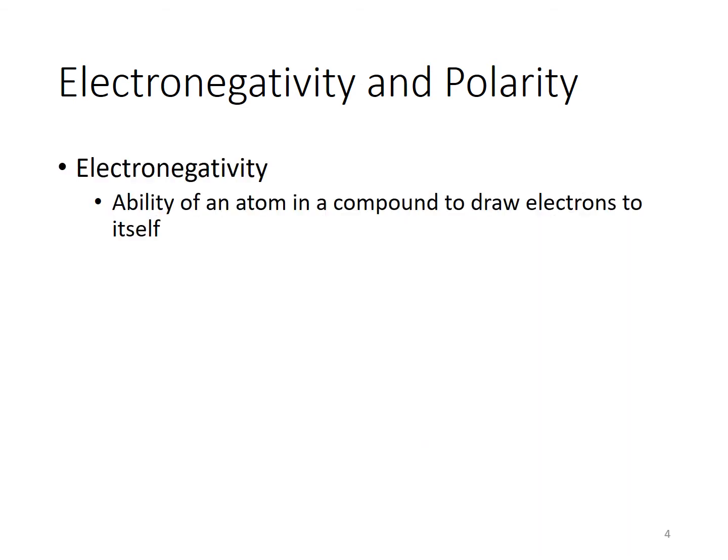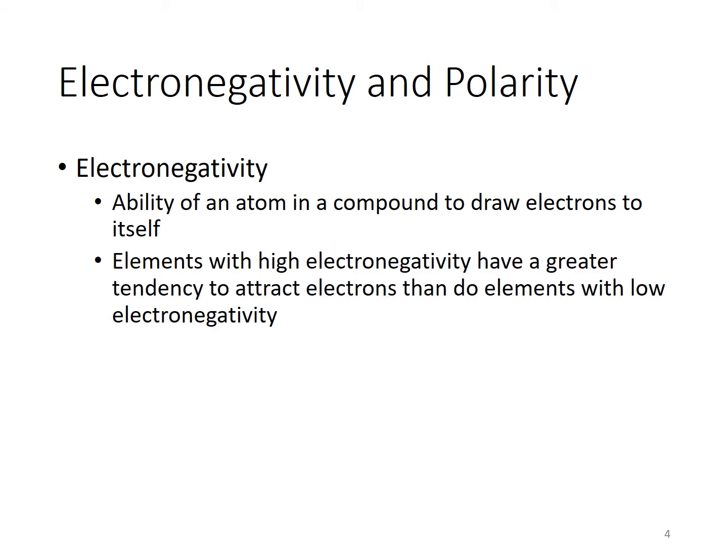So this pertains to electronegativity. Electronegativity is the ability of an atom in a compound to draw electrons to itself. So this is a little different than electron affinity, which seems very similar, or ionization energy, and they are similar concepts, but this is the ability of an atom in a compound to draw electrons to itself. So these are bonding electrons. How easily can an atom draw bonding electrons towards oneself? So elements with high electronegativity have a greater tendency to attract electrons, these bonding electrons, than elements with low electronegativities.